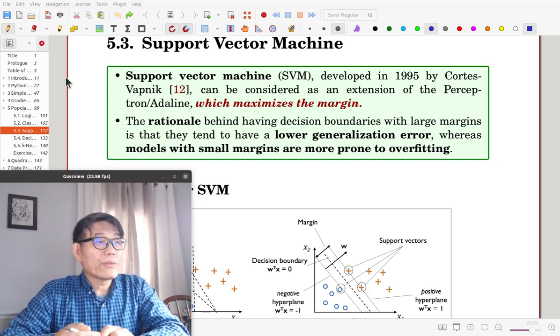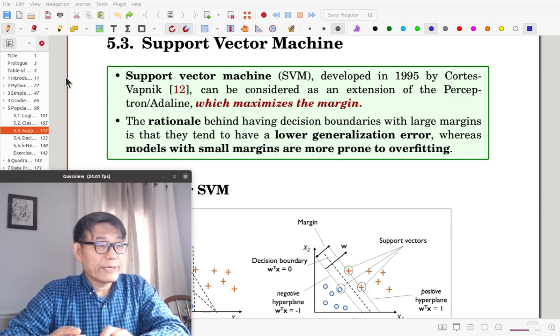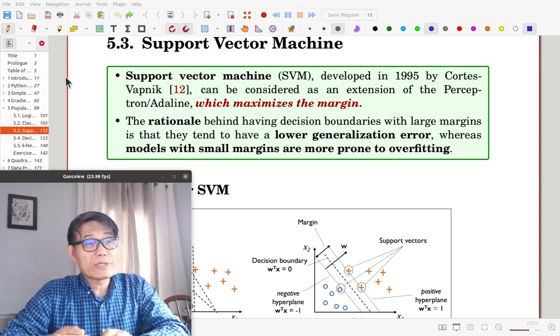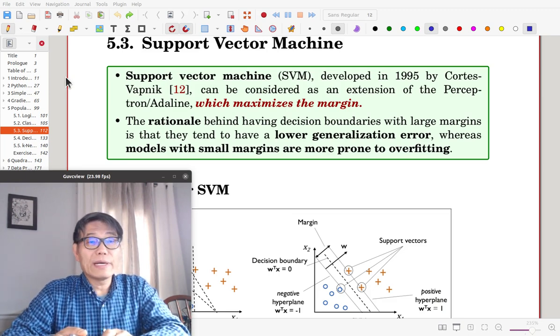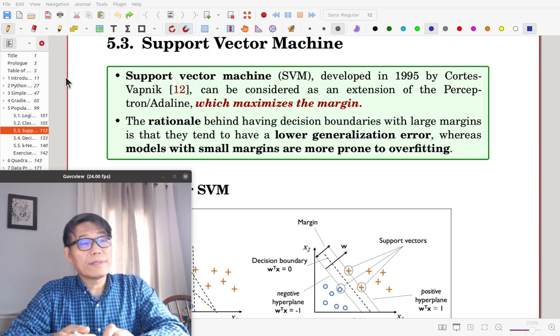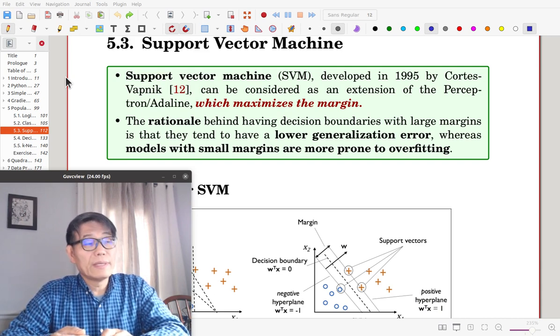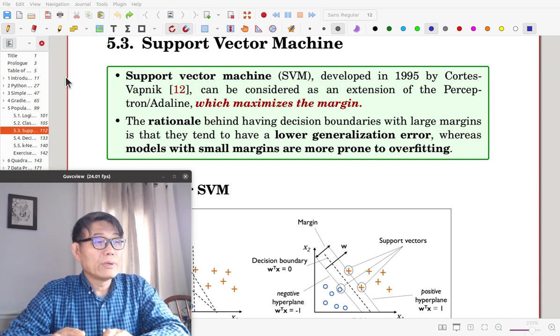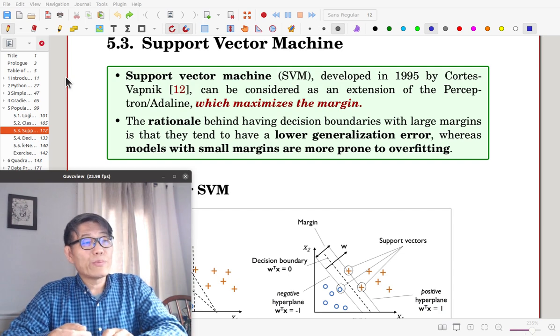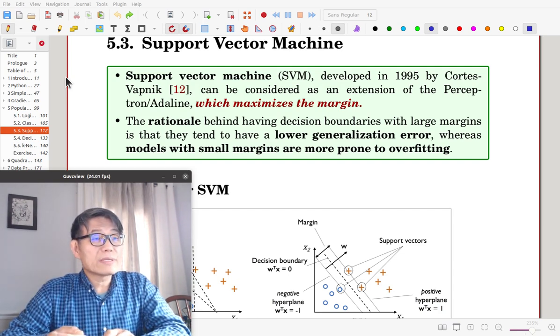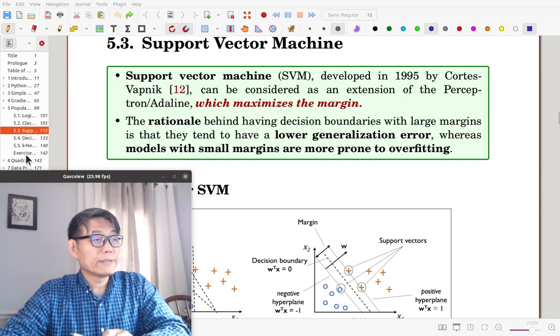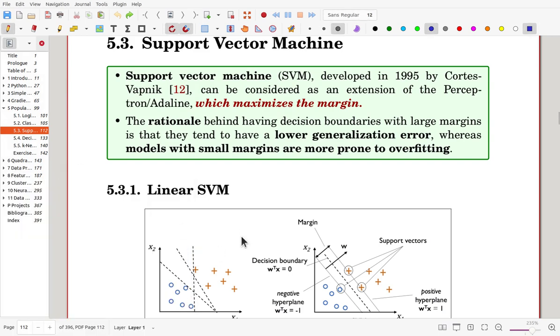Section 5.3, Support Vector Machine. The algorithm was developed in 1995 by Cortes and Vapnik. It can be considered as an extension of the perceptron and Adaline. The key additional operation is to maximize the margin. Let's look at this picture.